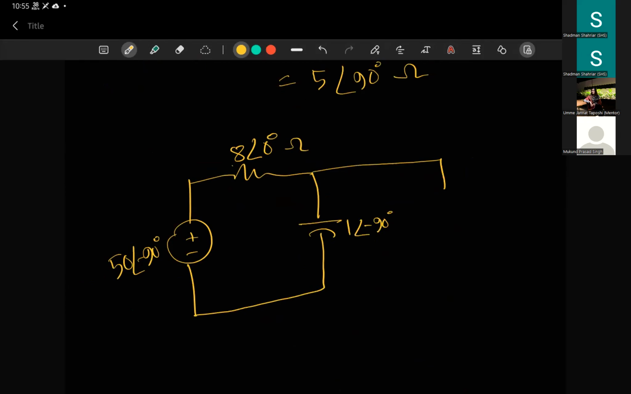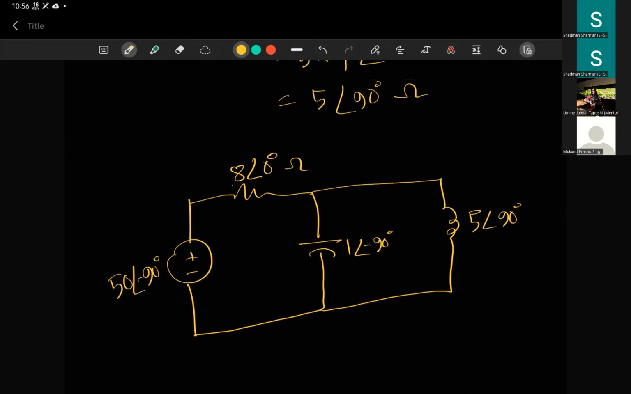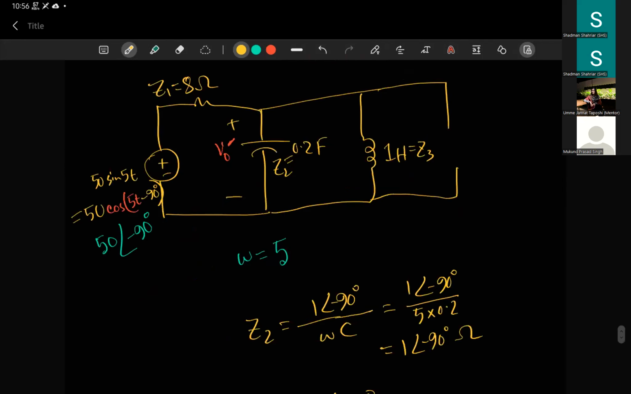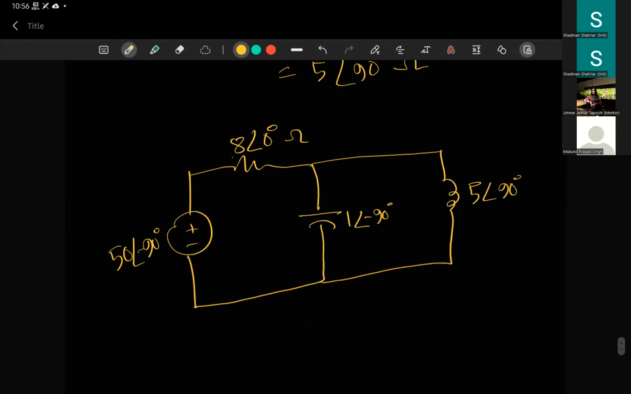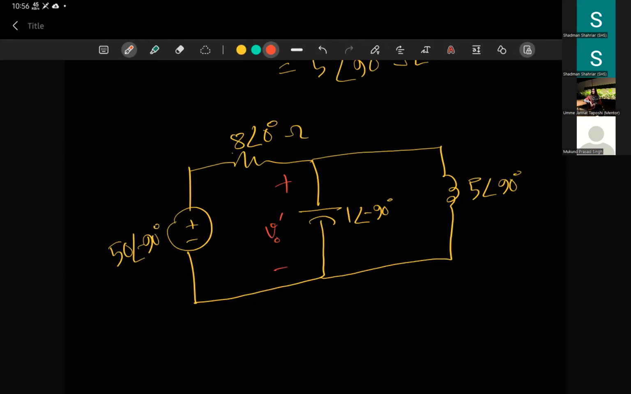Yes, and the other part is open, so we don't need to worry about that. But what we need to worry about is our voltage, what we wanted to find out: V output prime. So we have to find the voltage across our capacitor. You can do node analysis, mesh analysis, etc., or you can also use voltage divider rules and current rules. However I want to do it.